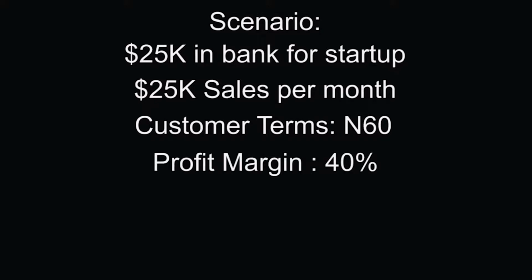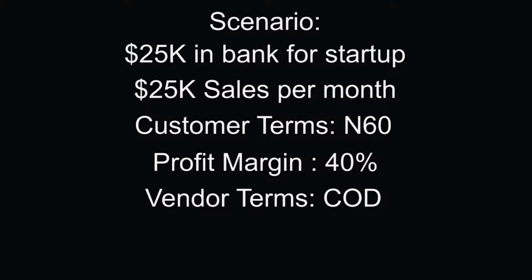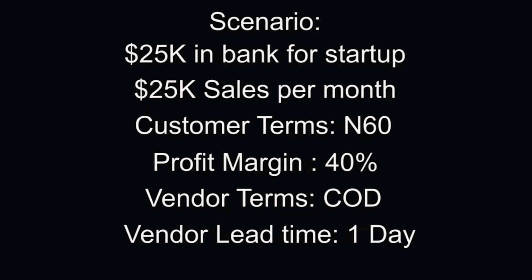We're going to say that this is a product that has a 40% margin, which means that if we're selling for $25,000, our cost for the equipment is $15,000. The terms with the vendor are going to be cash on delivery. So when you normally start out a business, you're not going to get terms with vendors. You're going to most likely have to pay up front, and this is what this situation is going to show. And then we'll also say that the lead time from the vendor is 1 day. So as soon as we pay them the money for the equipment, we receive it in 1 day.